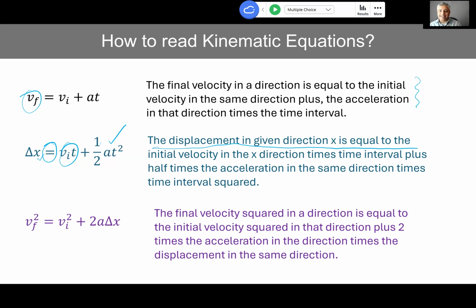For time, we don't need direction because time is a scalar quantity. We don't write 5 seconds east or 3 seconds west. But velocities and displacement have direction. That's why I am emphasizing this direction aspect here. So you want to practice reading these, something like that.